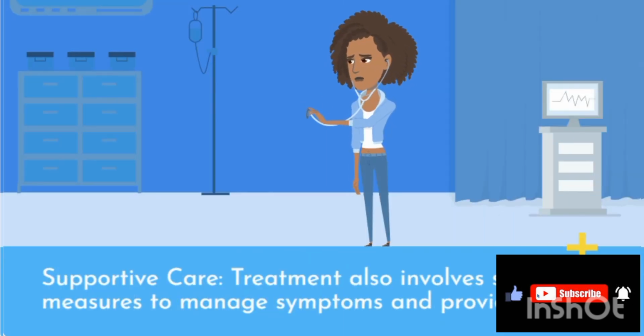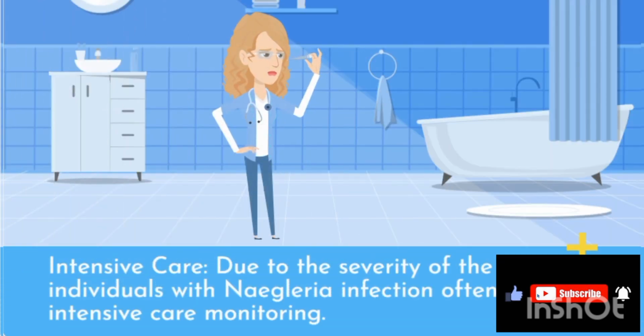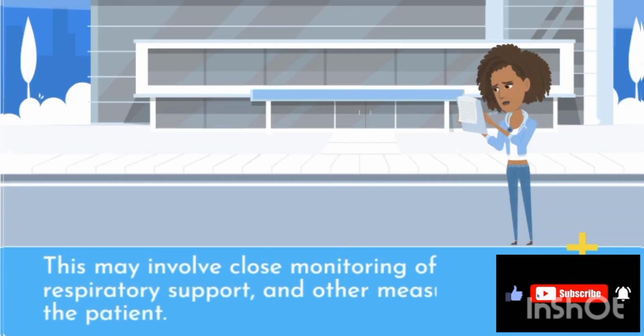Supportive care. Treatment also involves supportive measures to manage symptoms and provide relief. This may include medications to reduce inflammation, control seizures, alleviate pain, and manage complications such as increased intracranial pressure. Intensive care. Due to the severity of the infection, individuals with Naegleria infection often require intensive care monitoring. This may involve close monitoring of vital signs, respiratory support, and other measures to stabilize the patient.